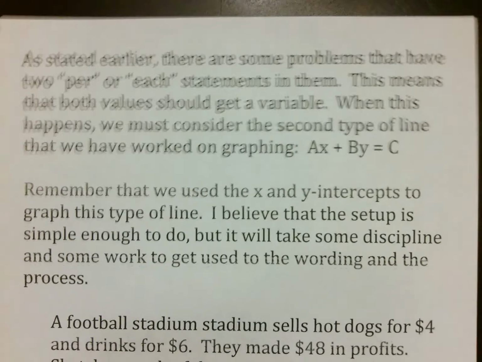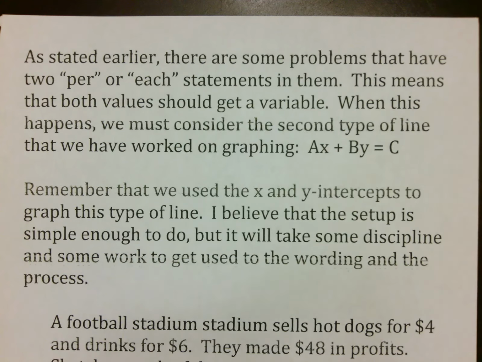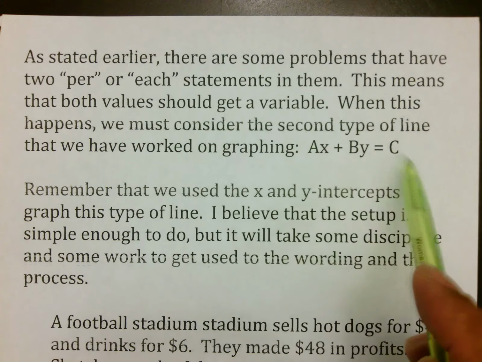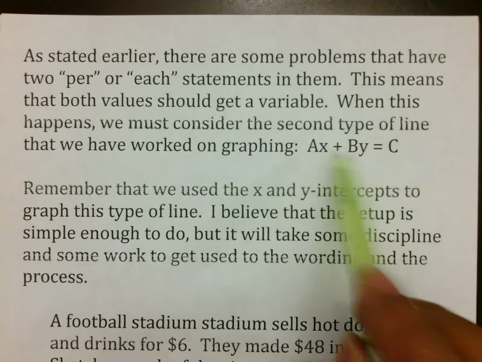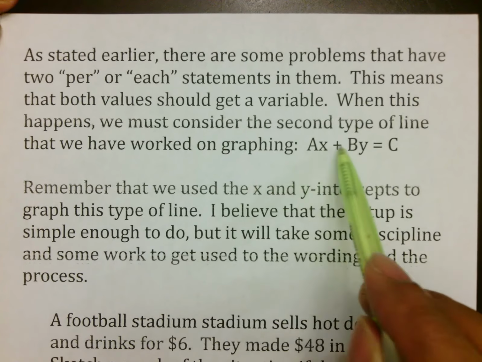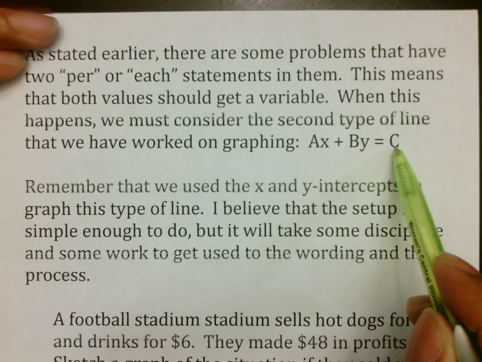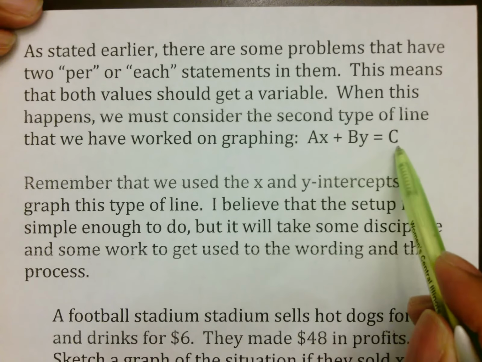But as it was stated earlier, there are some problems that have 2 per or each statements, and what this means is that both values should get a variable. When this happens, we have to consider that there is a second type that we worked with, which was the ax plus by equals c. That was standard form. And so if you see two numbers that have each or per, then what you do is you attach each one to a variable and put the constant over here. That's usually like a total of some sort.